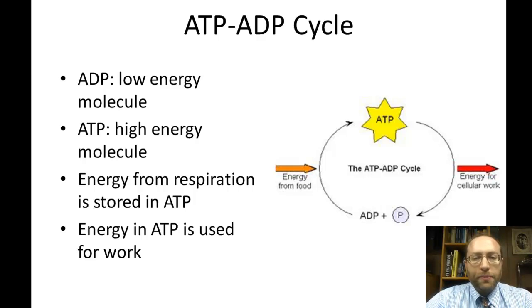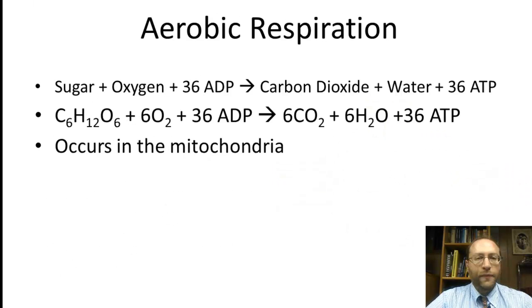Respiration will take the ADP, add a phosphate to it, and make ATP. So you go from low energy to high energy. And that ATP is then used for work. It's used to do things like any type of movement you make with your muscles, all active transport, and all chemical reactions that require energy use ATP. You could think of it as the energy currency of the cell.